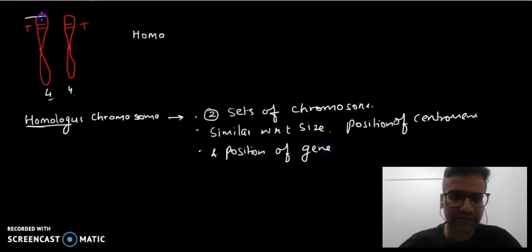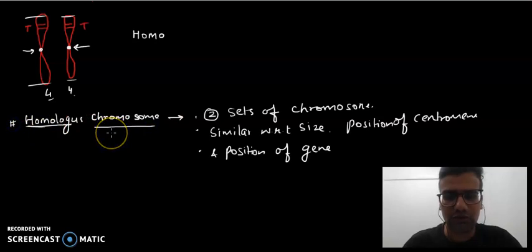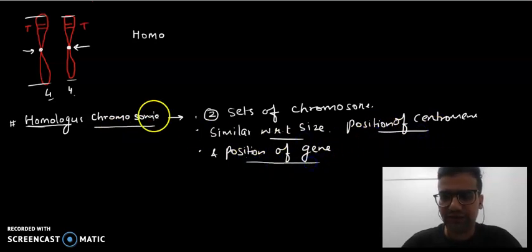So the size of the chromosome is similar. The position of gene is similar, and position of centromere, the central part is centromere. So the position of the centromere is similar. Number of gene on both the chromosome is also similar. If we have this type of chromosome, it is known as homologous chromosome. The homologous chromosomes are similar with respect to size, position of centromere, and position of gene.